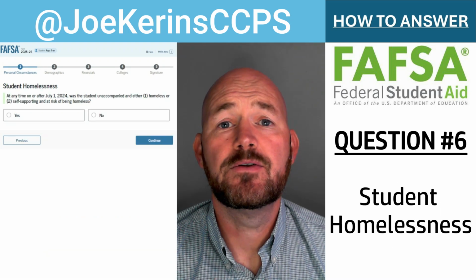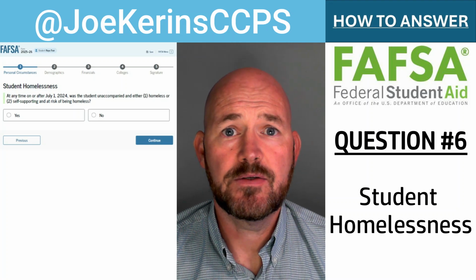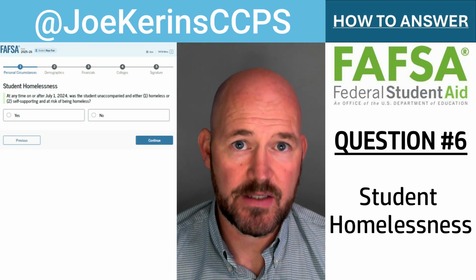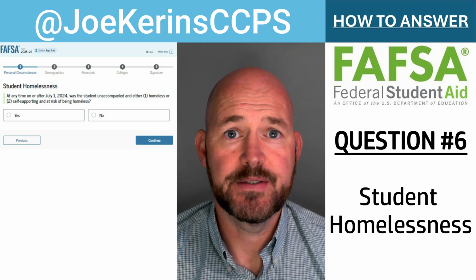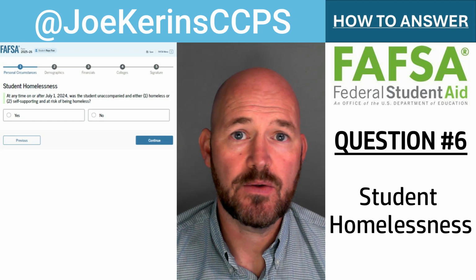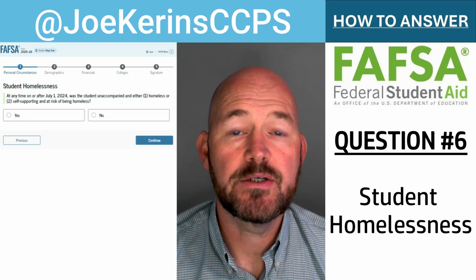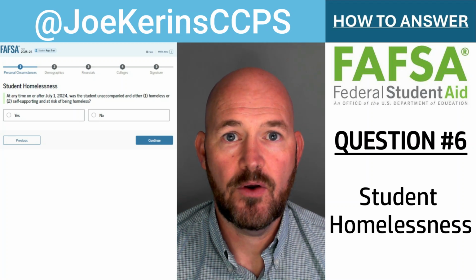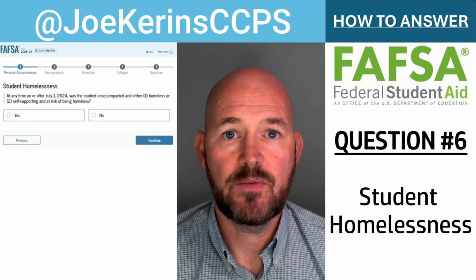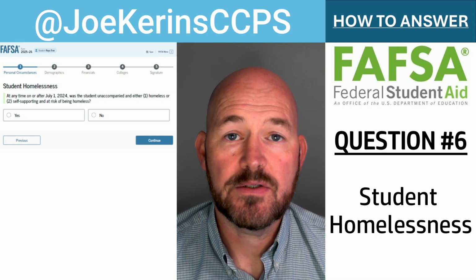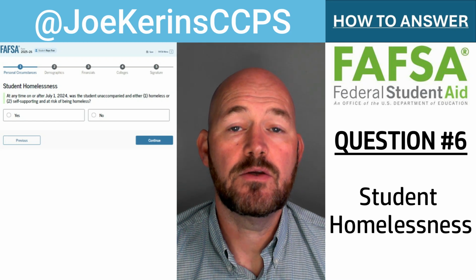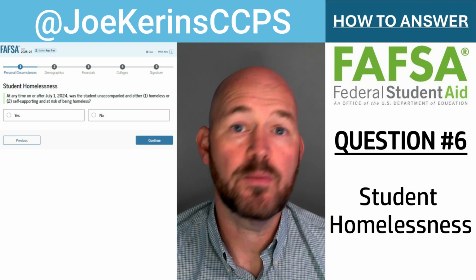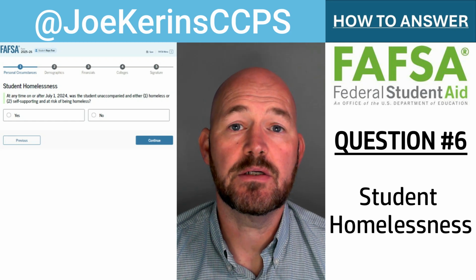Question number 6 is about student homelessness. Is the student homeless, or are they self-sufficient and at risk of being homeless? You'll answer yes or no to this question. If you answered yes, you will then be asked if someone had the authority to designate you as homeless. So read those through if that's your situation so that it can be cross-referenced. Make sure that if you answer yes, you then select the proper authority who designated you as homeless or potentially being homeless. That's how you answer question number 6.